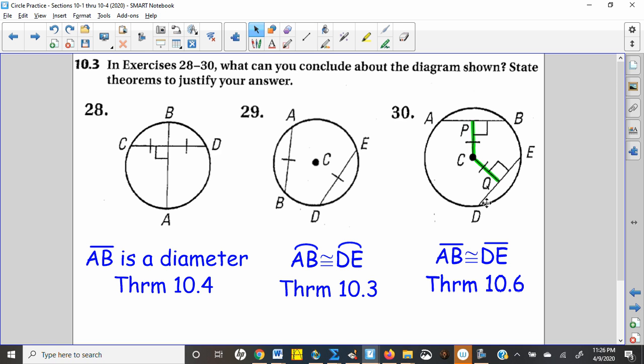Congruent chords are equidistant from the center of the circle, and that's an if and only if. So if two chords are congruent, they have to be equidistant from the center, and if two chords are equidistant, they have to be congruent. In this case, I shaded these distances green. We see the perpendicular congruent distances, and that means that those chords have to be congruent to each other. Segments AB and DE are congruent by theorem 10.6.